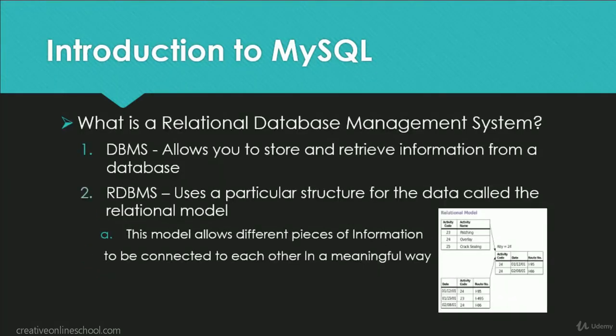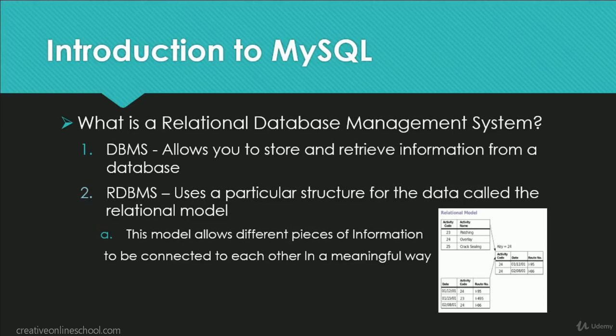So now that we know it's important, the next question is, just what is a relational database management system? Let's break it up into 2 parts. First, a database management system is simply a system designed to allow you to store and retrieve information from a database. For example, let's say you wanted to store a list of reservations. A database management system would allow you to put that information into a database, and it would store it for you and keep it available so that you could retrieve that data at any time.